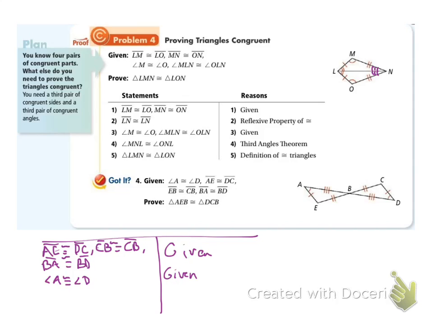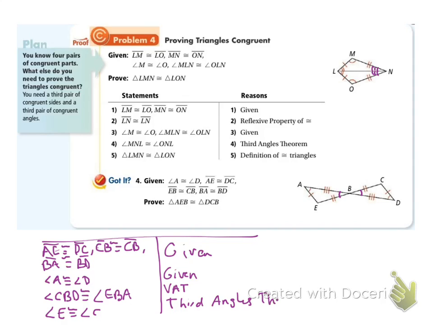Okay, now looking at my pictures, I know that these two angles here, angle CBD and angle EBA, are congruent because they're vertical angles. So I can write that out. Angle CBD is congruent to angle EBA by vertical angles. And then I can use my third angles theorem to say that angle E is congruent to angle C. Angle E is congruent to angle C by third angles theorem.